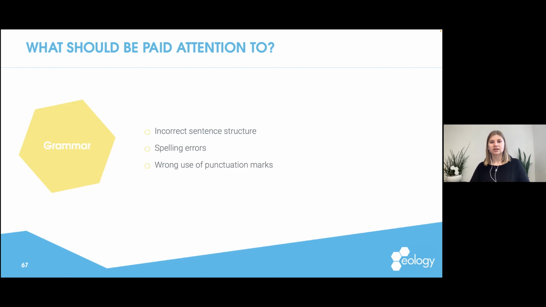And last one, check the grammar. Grammar is essential for the quality of your publication. There should not be incorrect sentence structures. There should not be spelling errors, and the punctuation marks should be used correctly. That's what most readers may see first, and if there's a grammatical or spelling error, they will think it's not high quality. So always check your grammar.